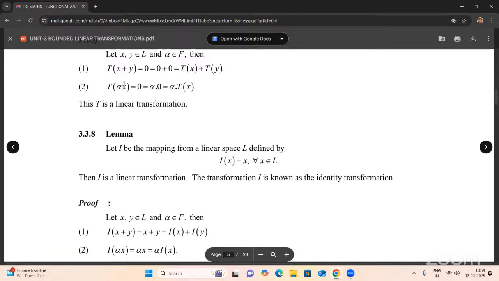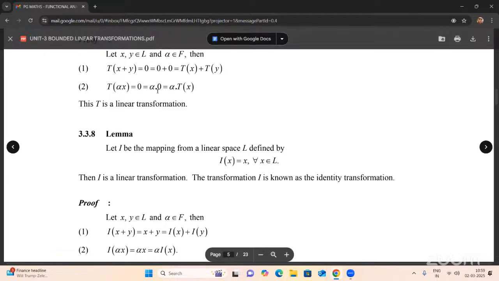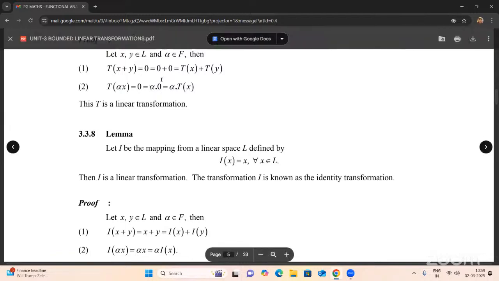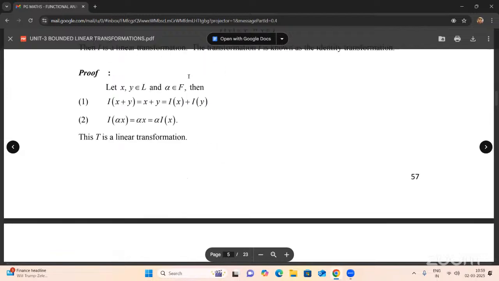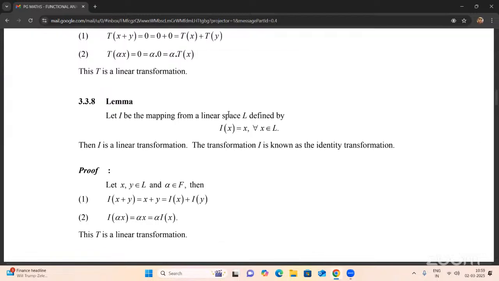And the second condition is T of alpha X equal to 0. Now this is alpha into T of X. So 0 can also be written through the scalar as alpha into 0, and this is alpha into T of X. So the zero transformation is also a linear transformation. In the same manner, the identity transformation is also a linear transformation, given the relation I of X equal to X. See this example. This is the identity mapping.